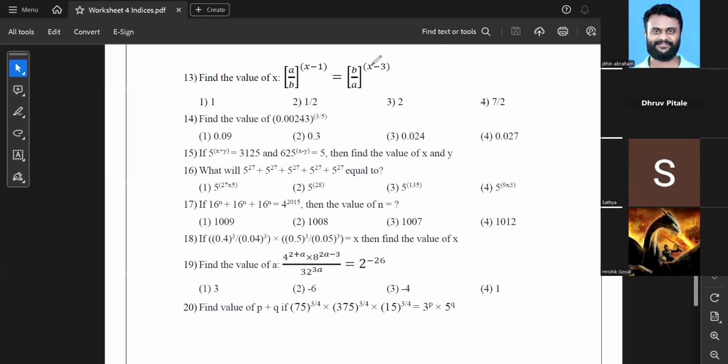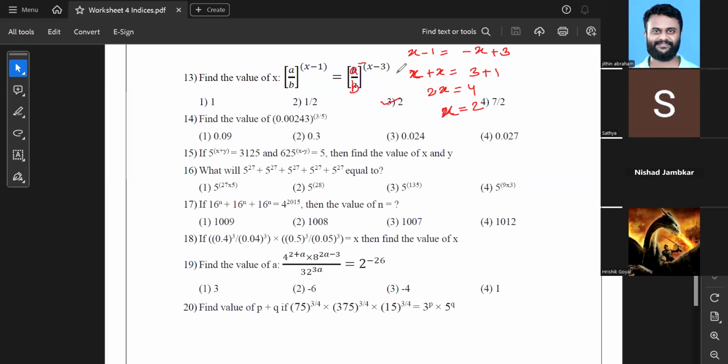Wonderful. I'll continue the explanation once again. When I make it a upon b, I introduce a minus sign over here. That gives me x minus 1 on the left hand side and minus x plus 3 on the right hand side. When I take x to the left hand side, I get x plus x. When I take 1 to the right hand side, it becomes plus 1. That gives me 2x is equal to 4, so x is equal to 2. So option number 3 is my correct answer. I hope this is clear for everyone. Yes, sir. Okay, that's great.